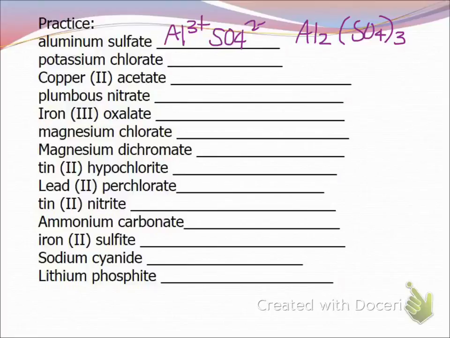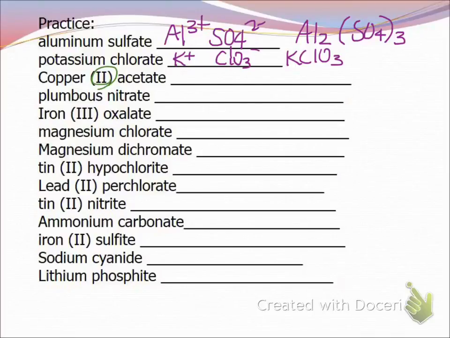Okay? Potassium, K+, chlorate is ClO3-. So I already have a +1 and a -1, so it's just going to go together, KClO3. Okay? How about copper 2 acetate?